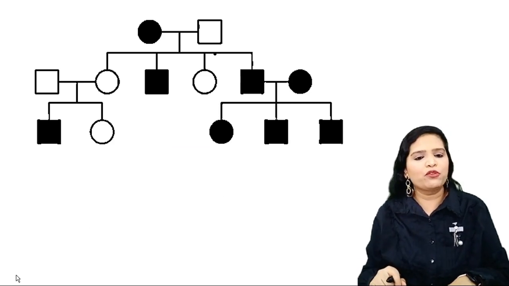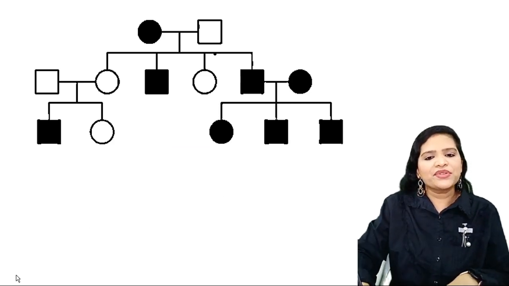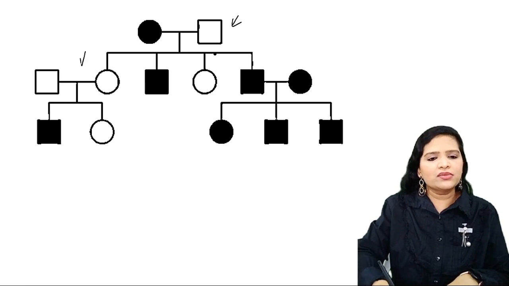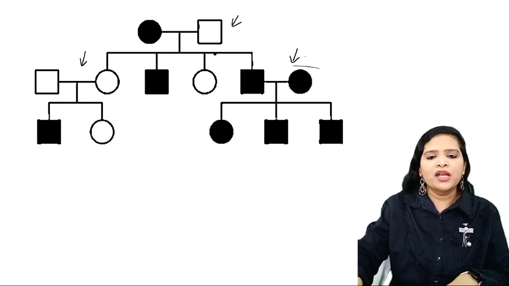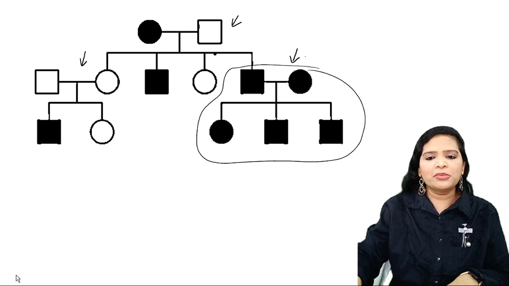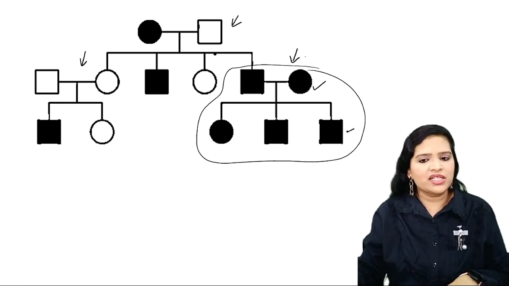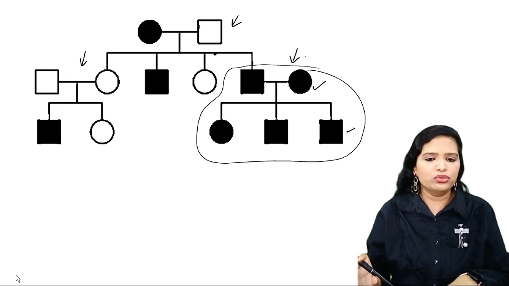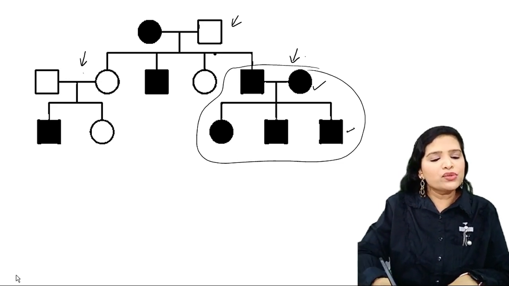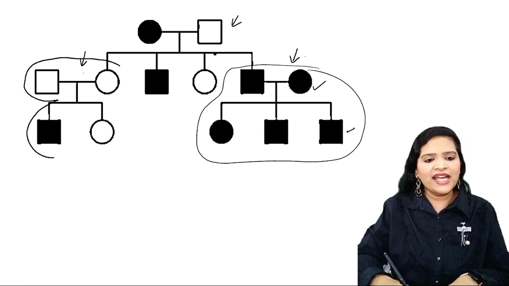What type of pedigree is this? See here, there are 3 things. Here one family, here one. From this we could not conclude anything, because the parents are affected and the kids are also affected, so we cannot get any information from this. Whereas if you see here, the parents are unaffected, whereas the child is affected.